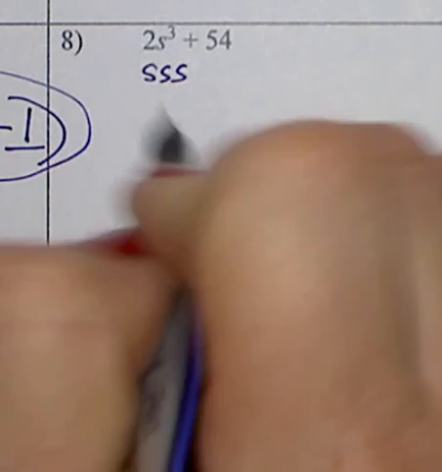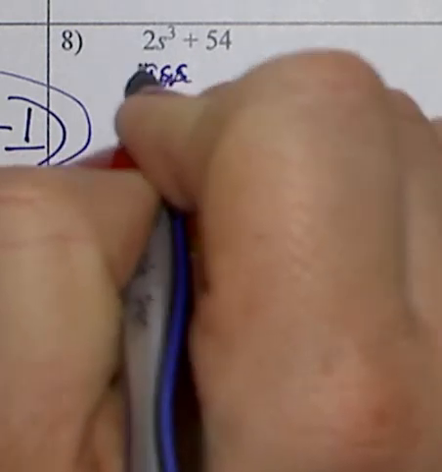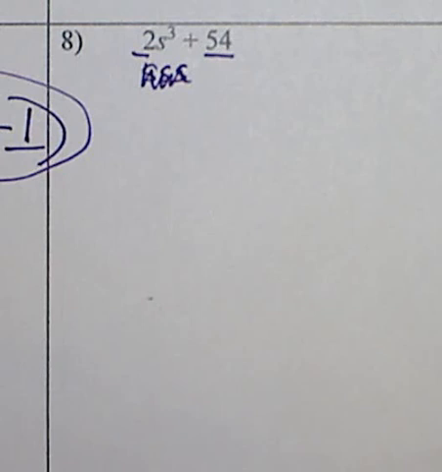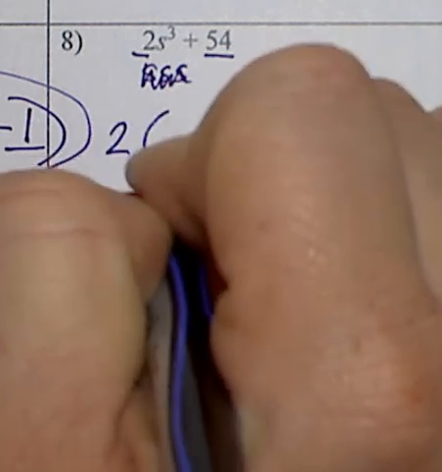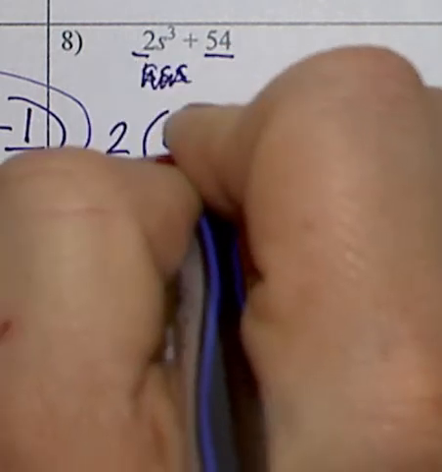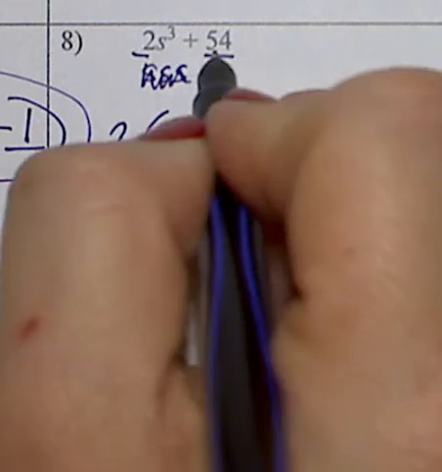So what we're going to do is we're going to look at these two terms. Is there a number other than 1 that I can divide nicely out of 2 and 54? And you can. It is a 2. So let's divide a 2 out. Divide by 2, you end up with s cubed inside. Divide by 2, and you end up with 27.